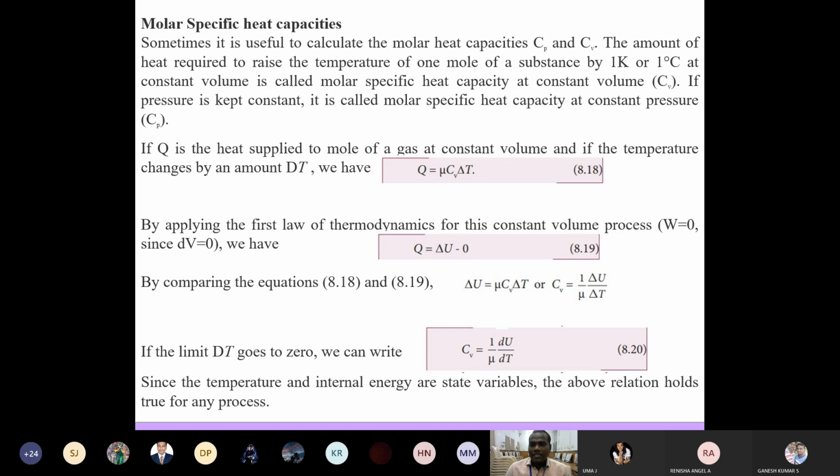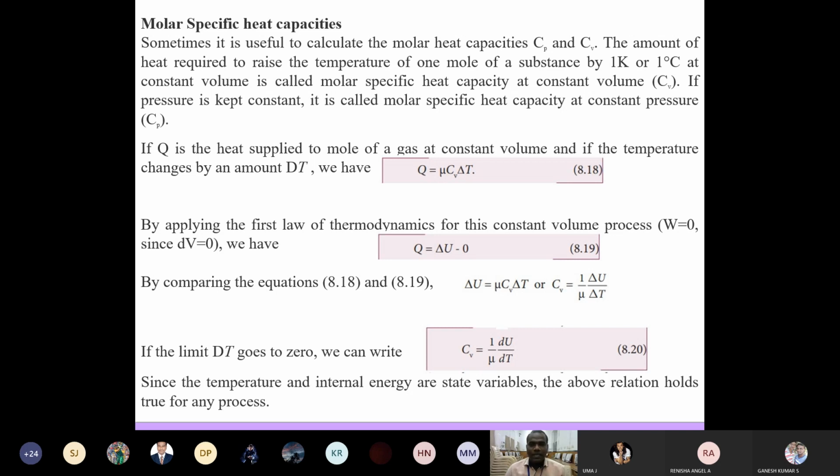We can reorder these equations. Delta U is equal to mu Cv delta T, so Cv is equal to 1 by mu delta U by delta T. We can have Cv alone and bring the other values to the other side. Then we have the equation Cv is equal to delta U by mu delta T.